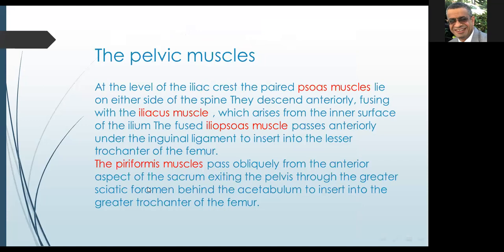The piriformis muscle passes obliquely from the anterior aspect of the sacrum, exiting the pelvis through the greater sciatic foramen behind the acetabulum to insert into the greater trochanter of the femur.